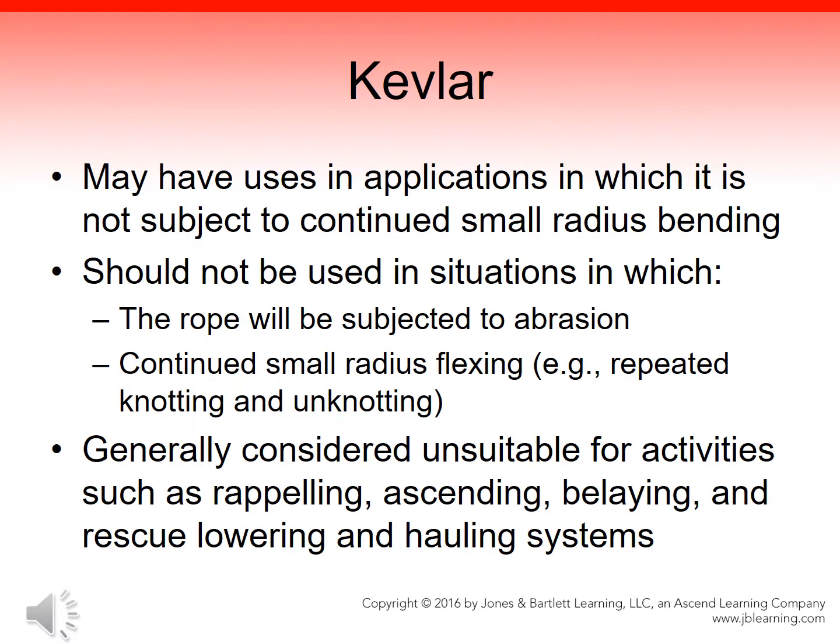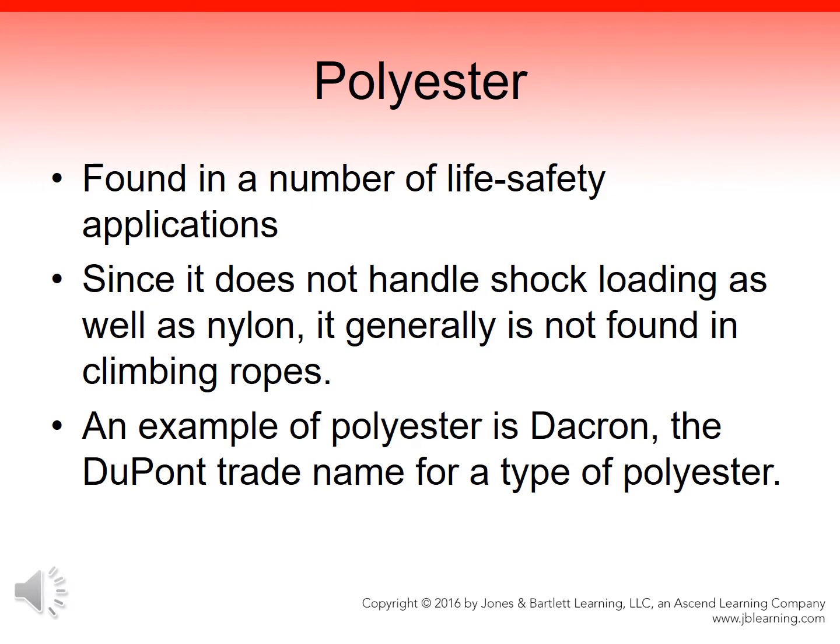The rope has very low abrasion resistance, and continued small radius flexing, for example, repeated knotting and unknotting, can weaken the rope. Polyester. Polyester is a great choice when a rope with minimal stretch is desired. While it makes a quality lowering or rappelling rope, it would not be the best choice for a belay line where the risk of a shock load is possible.